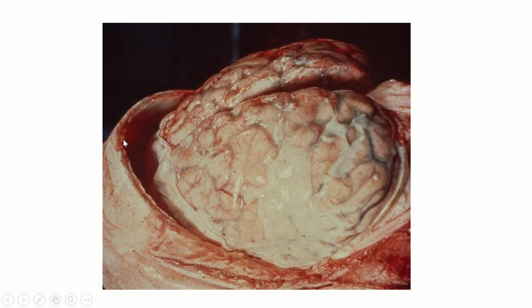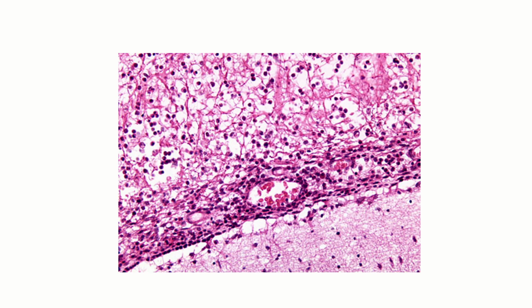You can see this is the skull cap, and you have the brain here, and you can see this purulent material present in the subarachnoid space. This is a fibrinopurulent exudate covering the subarachnoid space. So this is a case of acute pyogenic meningitis.